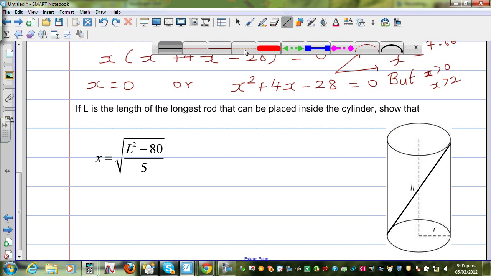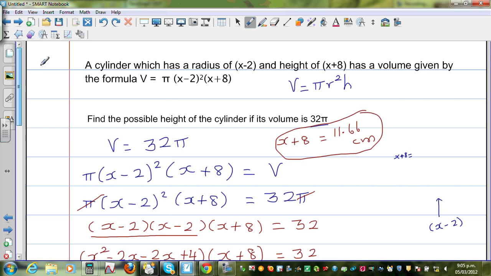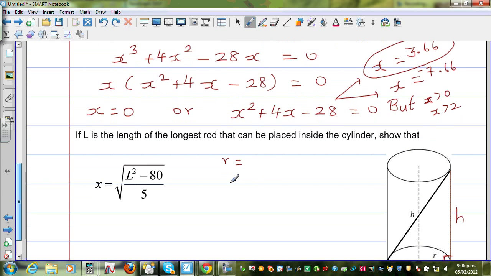Let me draw a dotted line here. This becomes the diameter, and this is the radius. We're going to use the Pythagoras theorem here. This is nothing but a right angle triangle. This is your height, and this is your diameter, D for diameter. What was the radius? The radius was x minus 2.